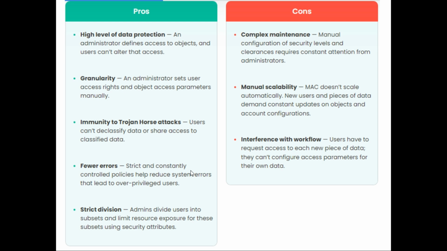Meaning once the object is assigned to the user, the user will have access to that, and once the user requires some more objects to perform, then the user will approach the administrator, and based on the requirement and the approval, the administrator will provide the access to that particular user. And manual scalability: MAC doesn't scale automatically. New users and pieces of data demand constant updates on objects and account configuration.